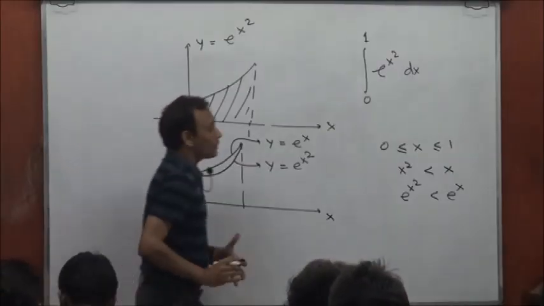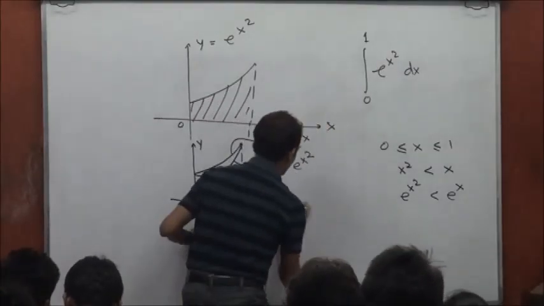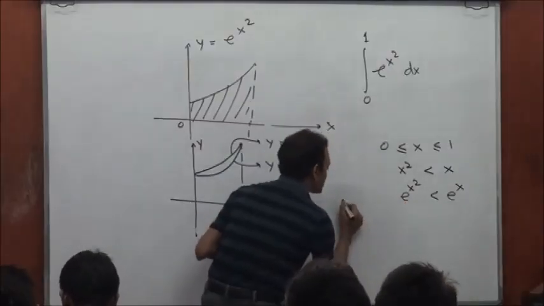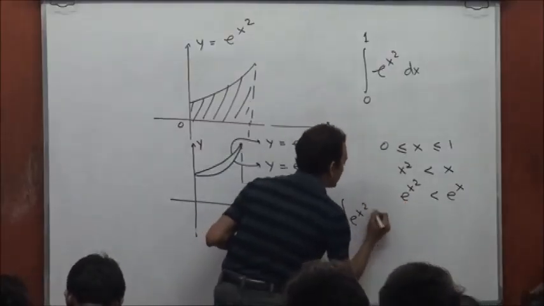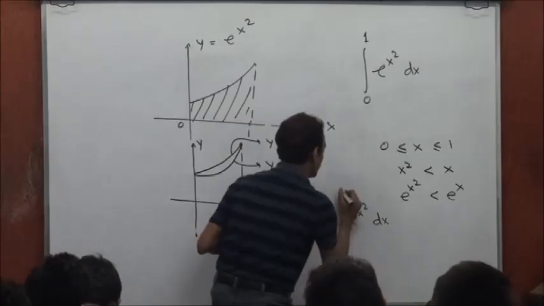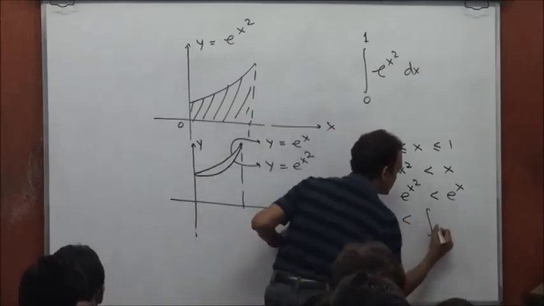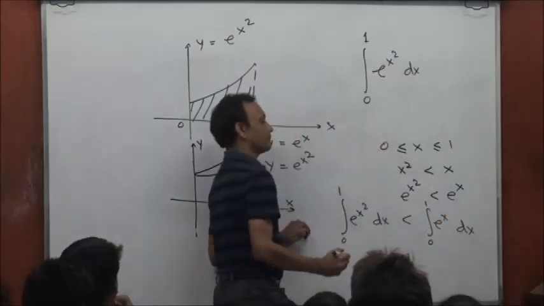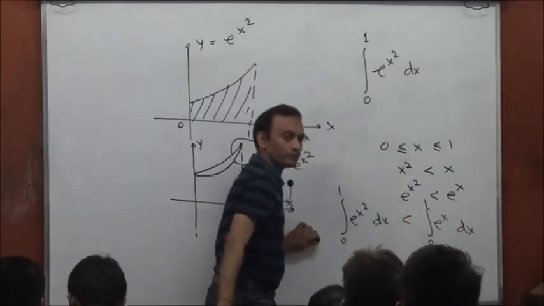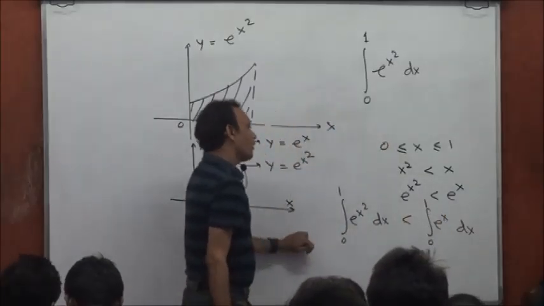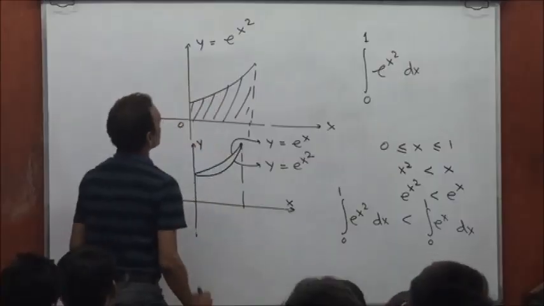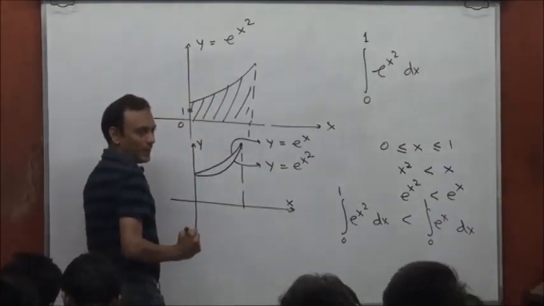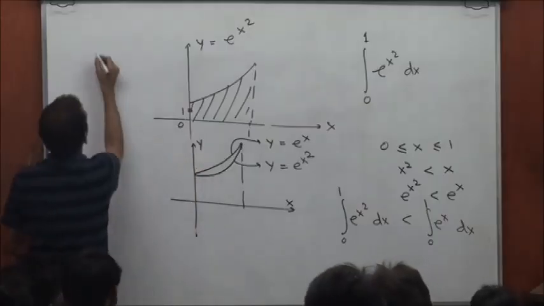So, what we really know out of this is that if e power x squared is less than e power x, can I conclude that integral e power x squared dx, x runs from 0 to 1, is less than integral e power x dx, x runs from 0 to 1? Yes or no? Right? Also, guys, at x equal to 0, e power x squared is 1.